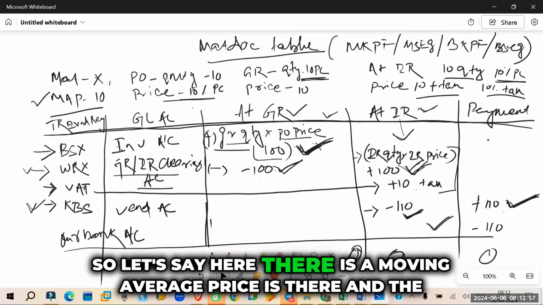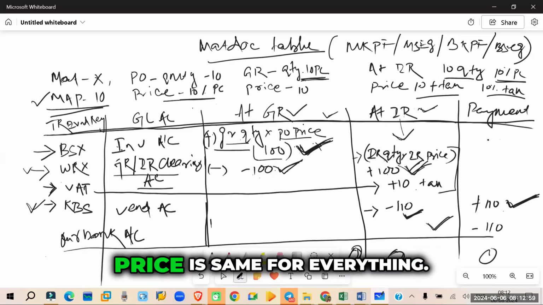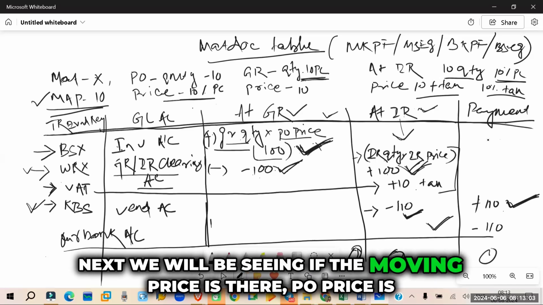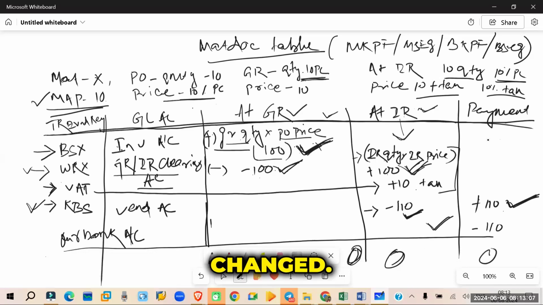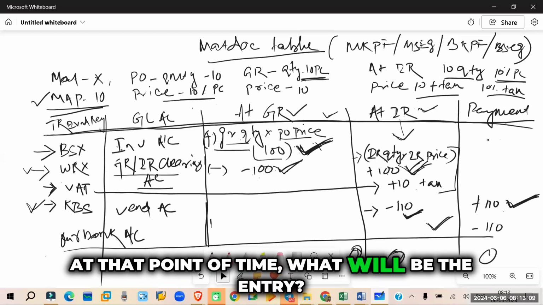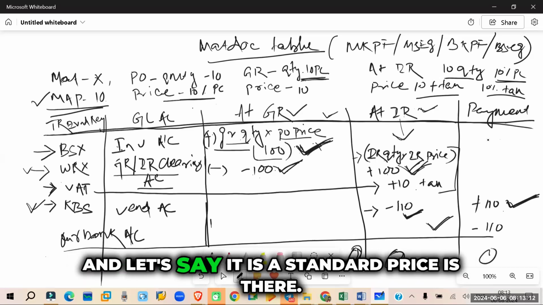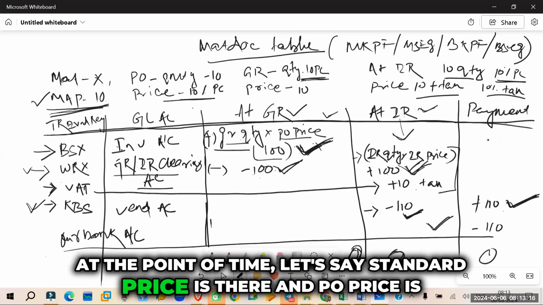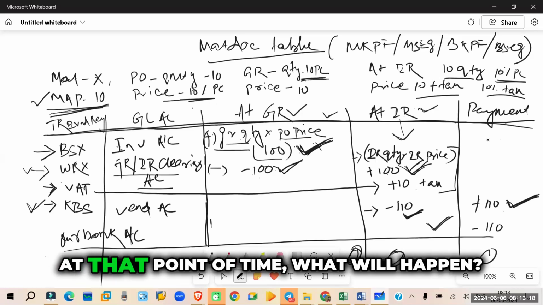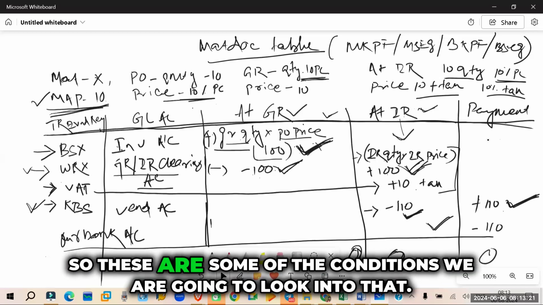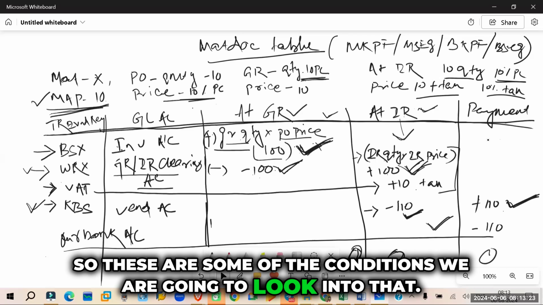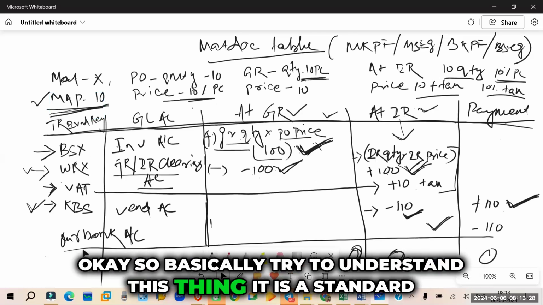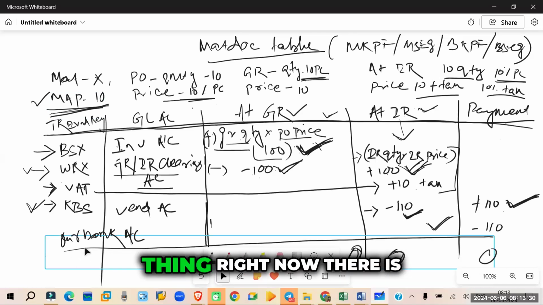Here there is a moving average price and the price is the same for everything. Next we will see, if the moving price is there and the PO price is changed, at that point what will be the entry? And let's say a standard price is there and the PO price is changed, at that point what will happen? These are some of the conditions we are going to look into. So basically, try to understand this, it is a standard thing right now.